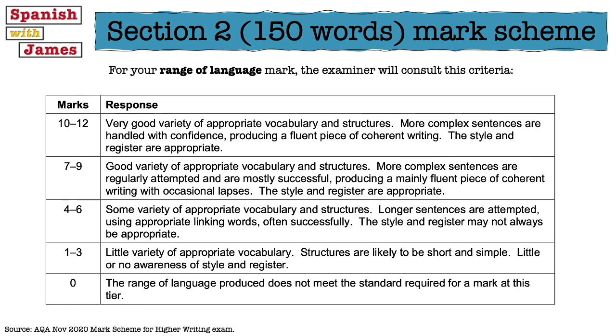For example, if we look at the 7 to 9 band, good variety again, more complex sentences are regularly attempted. So you've shown that you keep having a good go at them, and most of the time you get them right, but you still might get a couple of sentences wrong. You make a mess of the grammar, the verb conjugation, the tense. It doesn't matter, you can still get a really good grade on this one. So have a pause, have a read, and then we'll look at the accuracy criteria.